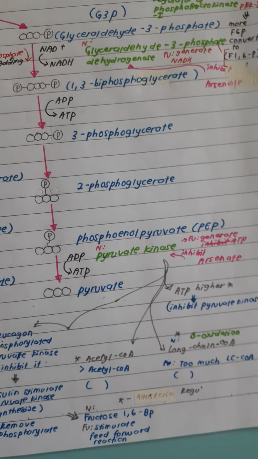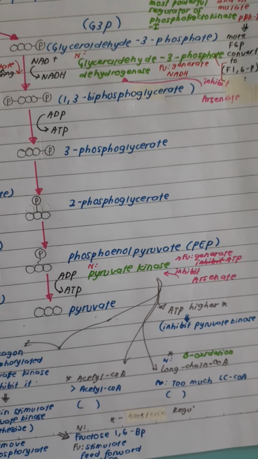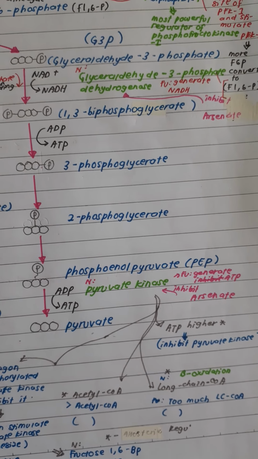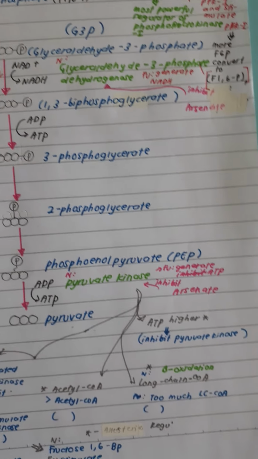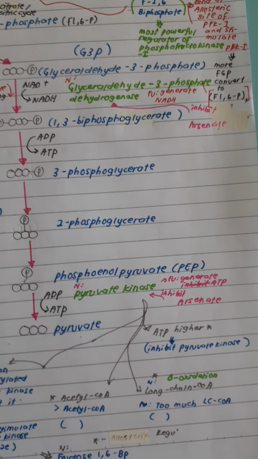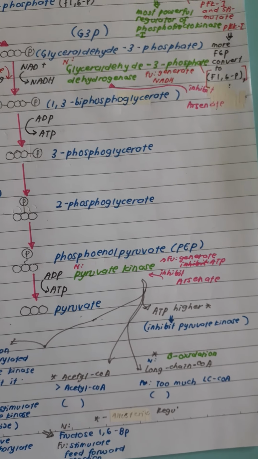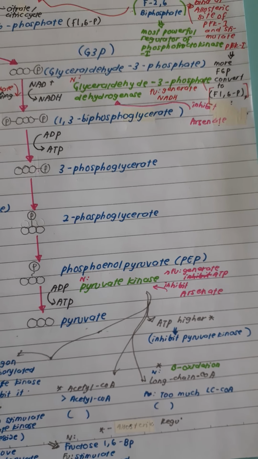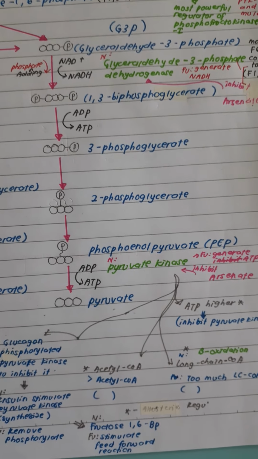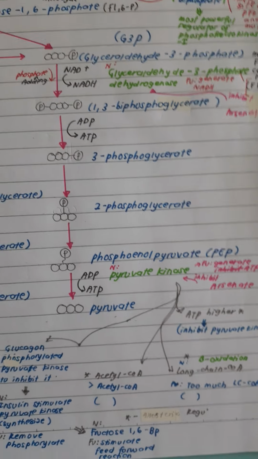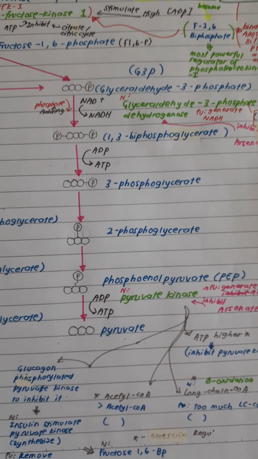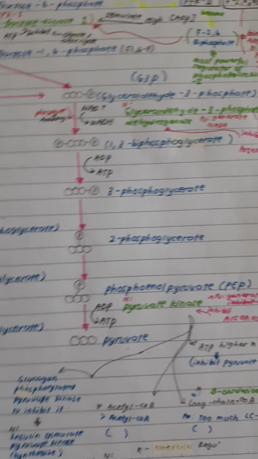A higher amount of ATP can inhibit the enzyme named pyruvate kinase. Besides, long chain fatty acyl coenzyme A also can inhibit pyruvate kinase. Besides, more acetyl coenzyme A will inhibit the enzyme pyruvate kinase.